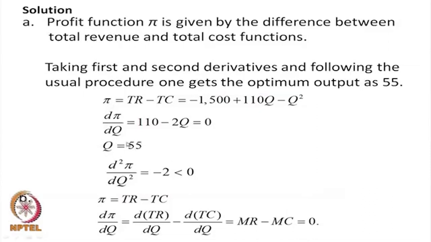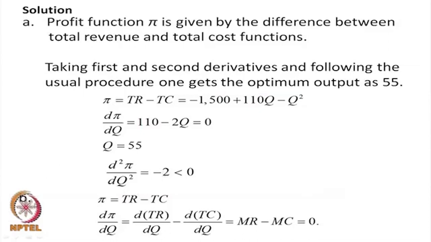So, the first part of the question, which is find the profit function, it is subtracting TC from TR, which is this, and the optimum value of q that maximizes profit is 55. We have tested that it gives the maximum value.